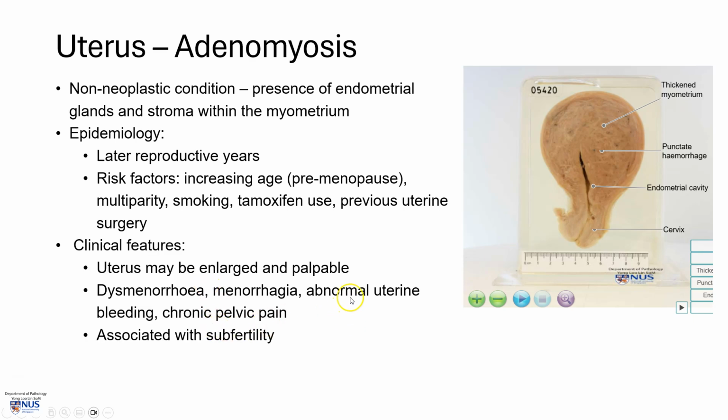Clinically, the uterus may be enlarged and palpable. There may be menstrual disturbances such as dysmenorrhea, menorrhagia, abnormal uterine bleeding, or chronic pelvic pain, and sometimes this can be associated also with subfertility. Here is a picture showing this enlarged globular uterus that we will usually find in adenomyosis and with an abnormally thickened myometrium.